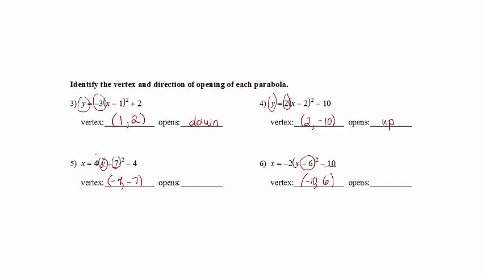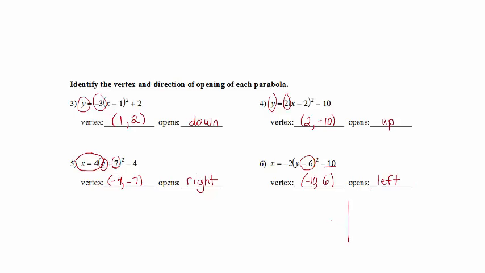The other thing we want to do on these is say which way it opens. So like here, x equals +4. The positive direction for x is to the right, so this opens to the right. And over here, the -2 means this opens the negative direction for x, which is left.